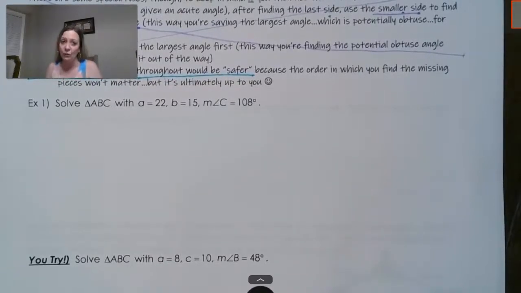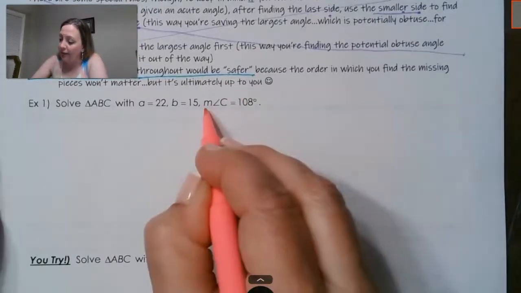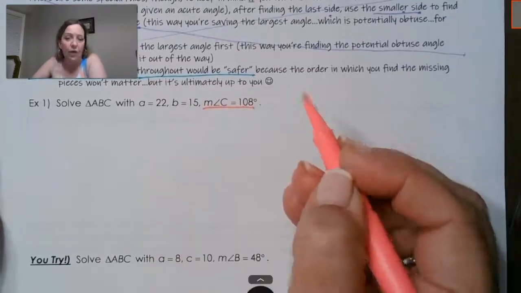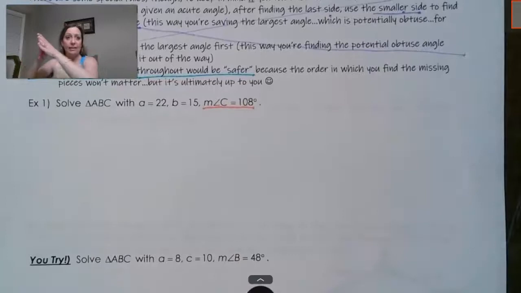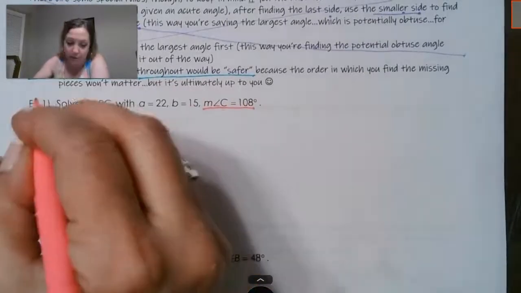We know we can't use the law of sines because we don't have a ratio to set up. So let's use our law of cosines. Now, how do you know which one to use? Well, we have this angle C, right? So when we have angle C, then that means we're going to want to use the side c. So we'll use the one with side c.